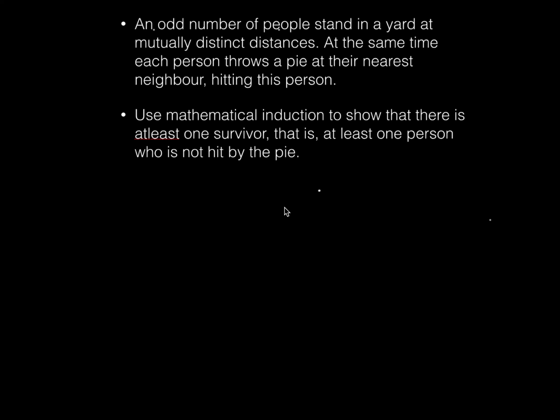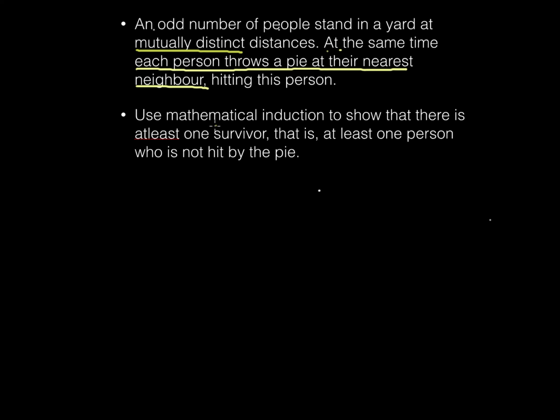Everyone. In this video, we're going to look at one of the problems from mathematical induction. The problem is as follows. An odd number of people stand in a yard at mutually distinct distances. At the same time, each person throws a pie at the nearest neighbor, hitting the person. So the throwing of the pie is controlled by this constraint: each person throws a pie at their nearest neighbor. And what we also know is that the distances are mutually distinct.